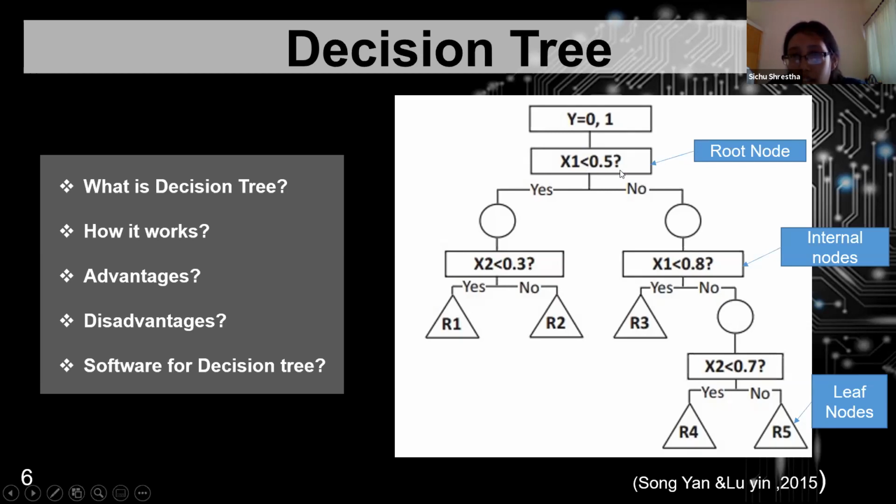If the data is less than 0.5, then it is classified on the left hand side, and if the data is not less than 0.5, then it is classified on the right hand side. Here it is then further classified: if the data is less than 0.3, then it is classified as R1. If not, then it is classified as R2. In this manner, the data is classified into 5 classes: R1, R2, R3, R4, and R5.